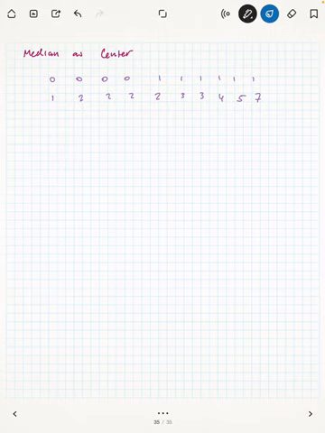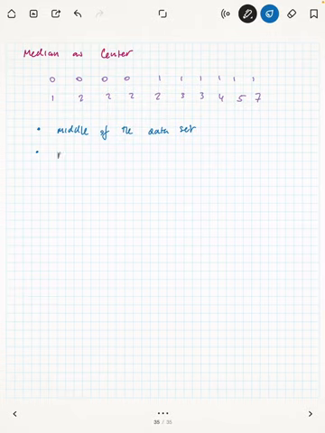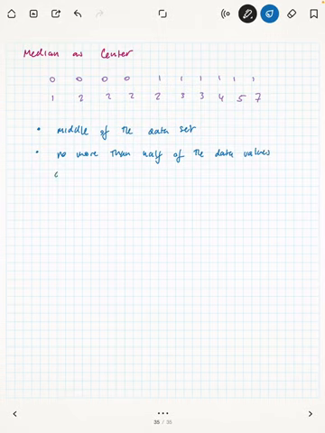So the median, there's a few different ways to think about it. So a median is the middle of the data set, which is intuitive, but okay, what does middle mean? More precisely, we can say that no more than half of the data values are greater than the median.